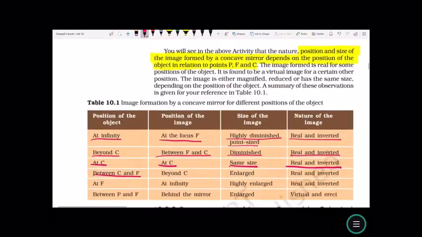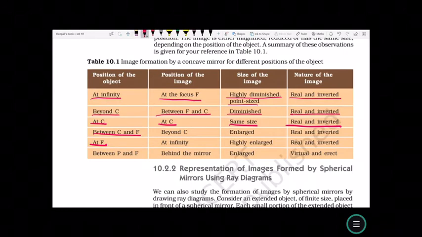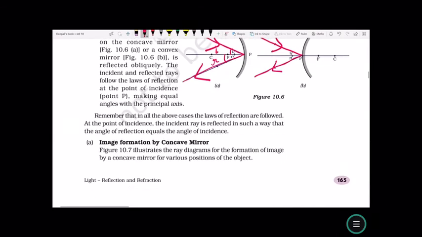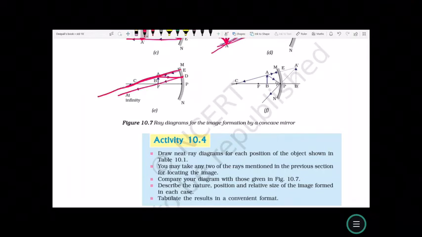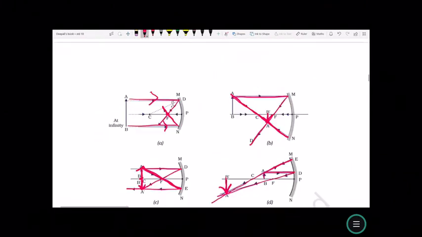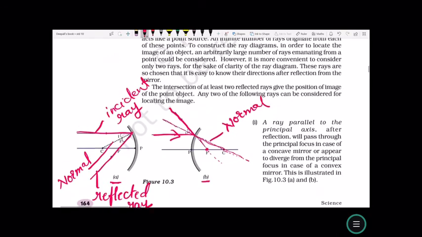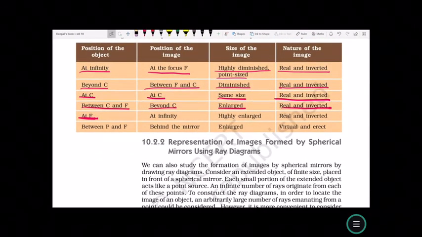That is, between C and F, beyond C, enlarged, real and inverted. Next we are going to see the object at F. At F, if the ray is parallel, it passes through F. If it is through C, it comes back through C, but the image will be formed at an infinite distance, beyond the size of this page. And what type will it be? Real, inverted and highly enlarged.